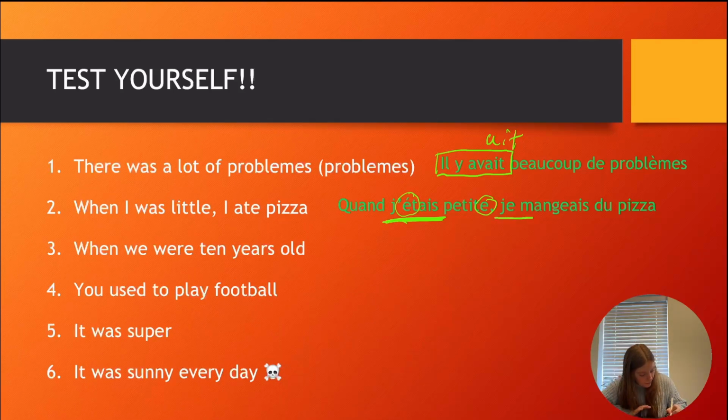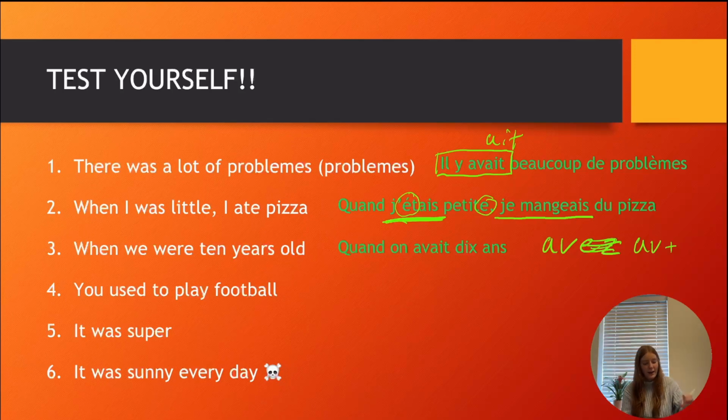Again, we saw this earlier, so manger, that's the imperfect tense again, we just add that AIS onto the nous form of the present tense. Let's move on. When we were 10 years old, so quand on avait 10 ans. So remember I explained it, when you're talking about age, you use avoir. So you say, I have 10 years. In the past, you just use the imperfect form of avoir. So, again, that's the nous form of the present tense. You get rid of that ending, you don't need that. Say AV, and then you add on that il, elle, on ending, which is AIT. And then you have avait, okay? That's all that is, nice and simple.